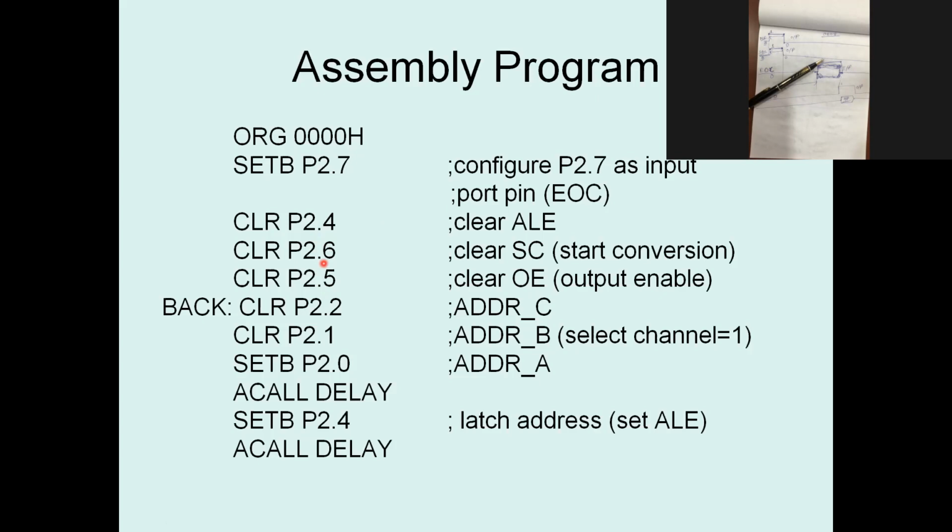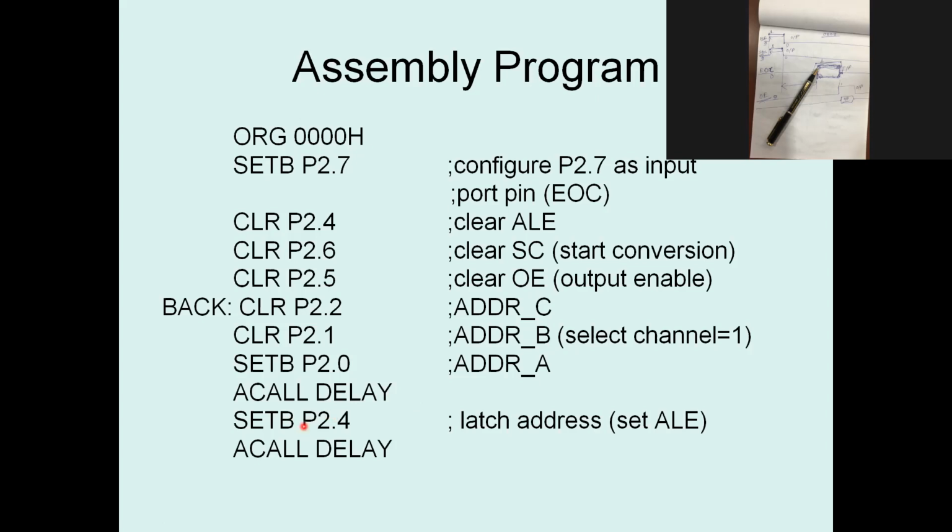Then selecting channel 1 means CBA 001, so CLR P2.2, CLR P2.1 and SETB P2.0. 001 means channel 1 is selected. Data is not received until we give these two signals, ALE and SOC. That's why I have given a call delay, because the microcontroller works in microseconds but the ADC cannot. To match these two, I have given a call delay, right?